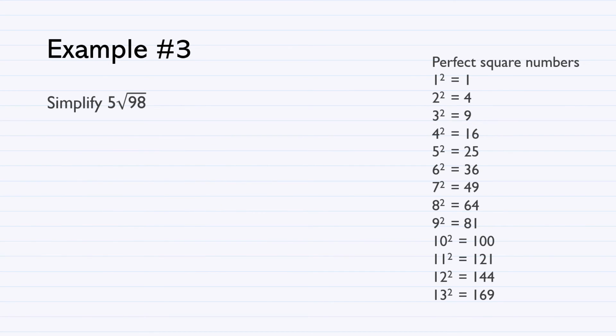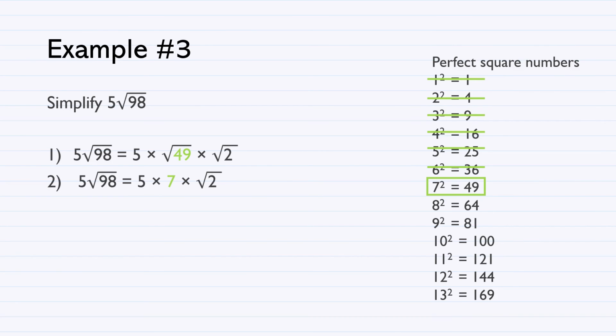Now, looking at our third example, we need to simplify 5 root 98. This time we're going to go through the same process as before, finding the factors of 98 which are also perfect square numbers. In this case, 49 is a factor of 98 and a square number, so we can rewrite 5 root 98 as 5 times root 49 times root 2. We can simplify this to get 5 times 7 times root 2, and once more to get the final answer of 35 root 2.